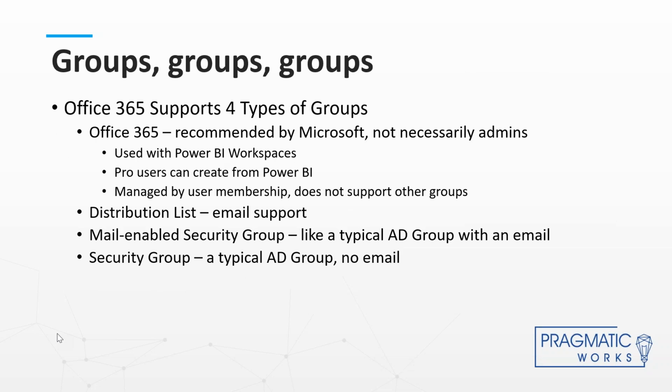Groups. There are 4 groups supported in Office 365. This is really important to those of you who are Office 365 admins looking at groups. Office 365 was the original group type recommended by Microsoft. Admins didn't like it because it managed individual users and had groups attached to it. That's why we have new workspaces. The new workspaces support all these group types natively, and it's much easier to manage.